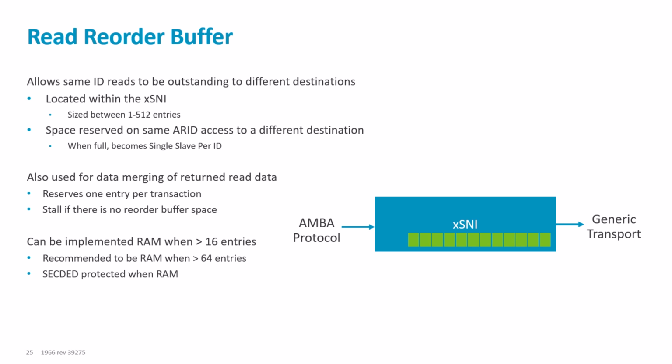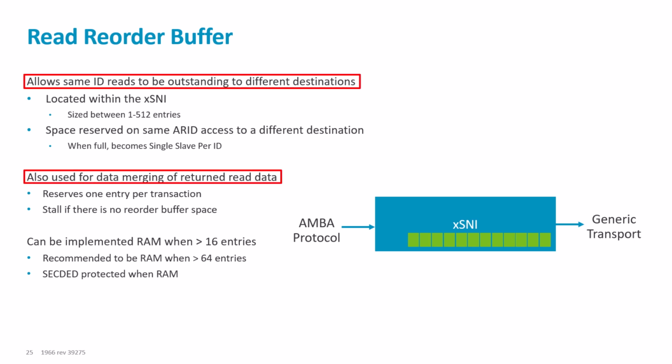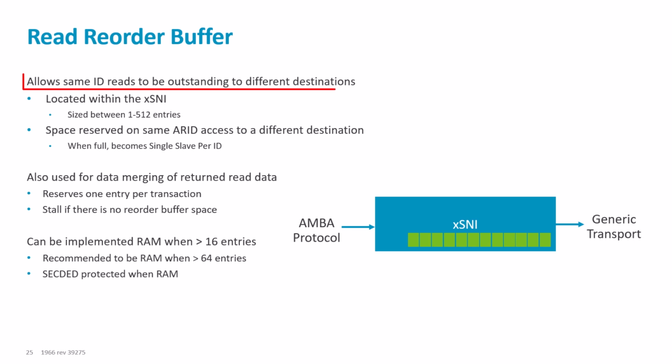There are two use cases of ASNI Read Reorder Buffer. It allows same ID reads to be outstanding to different destinations. If same ID reads are outstanding to different destinations, the responses can arrive in any order. However, the manager is expecting the responses in the order of issuance. So, Read Reorder Buffer is used to ensure correct ordering.